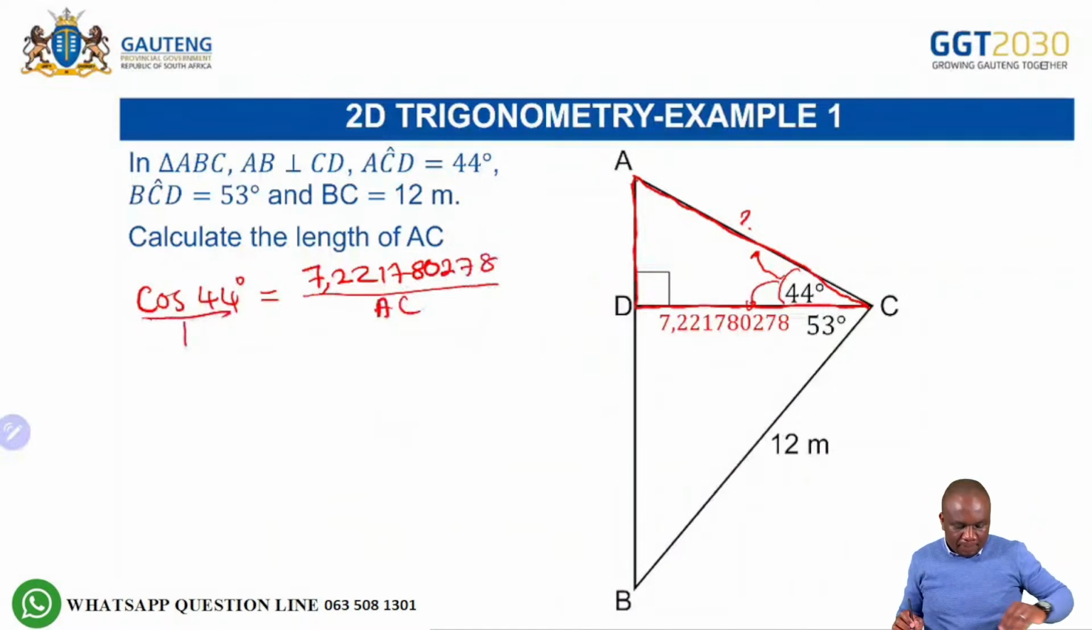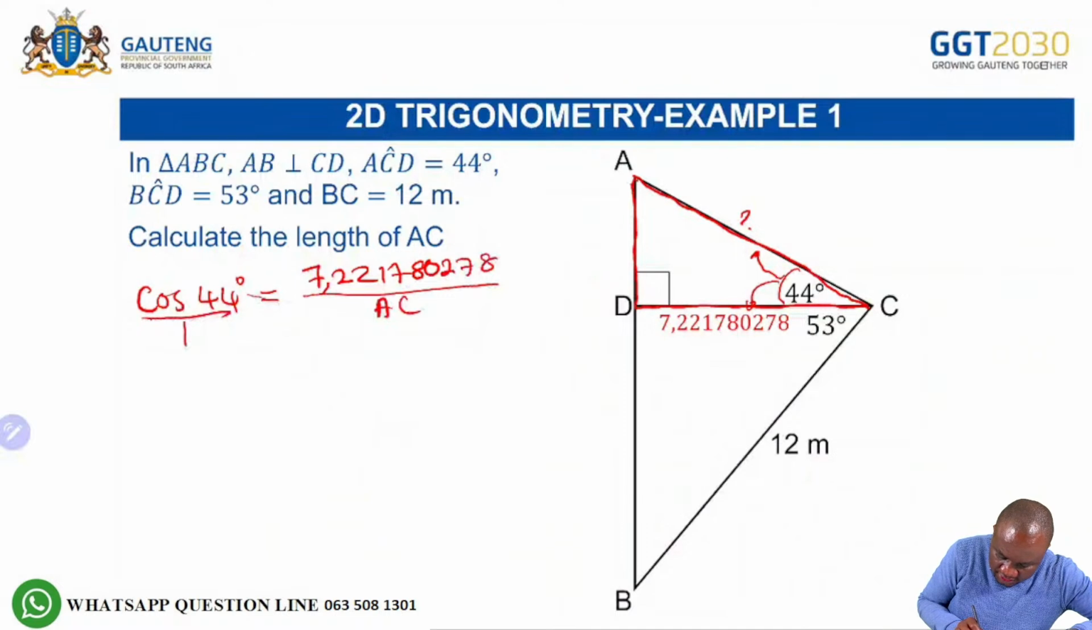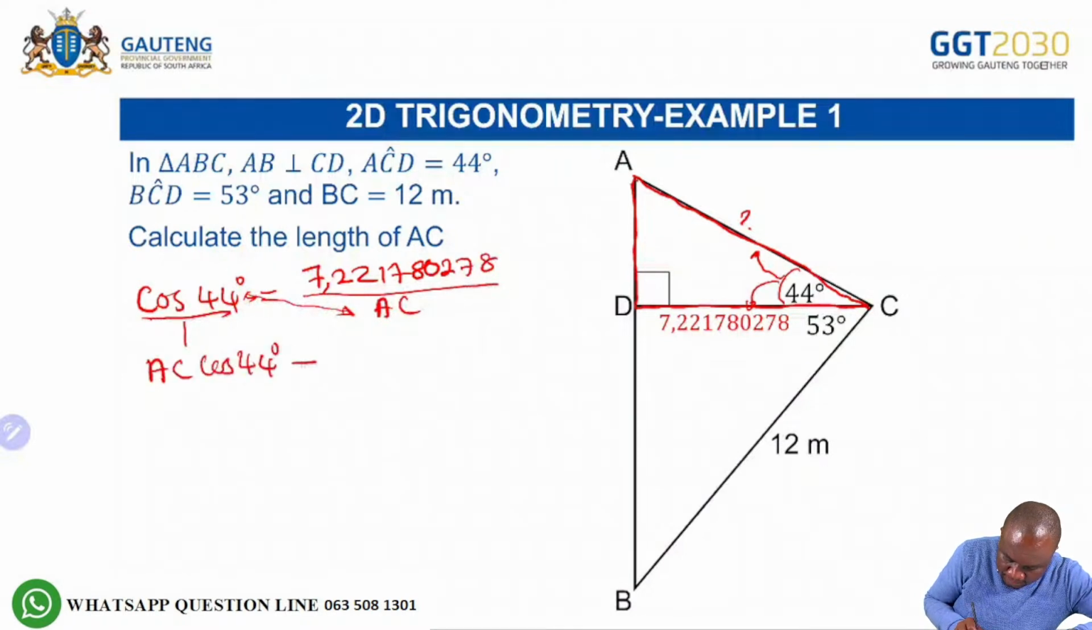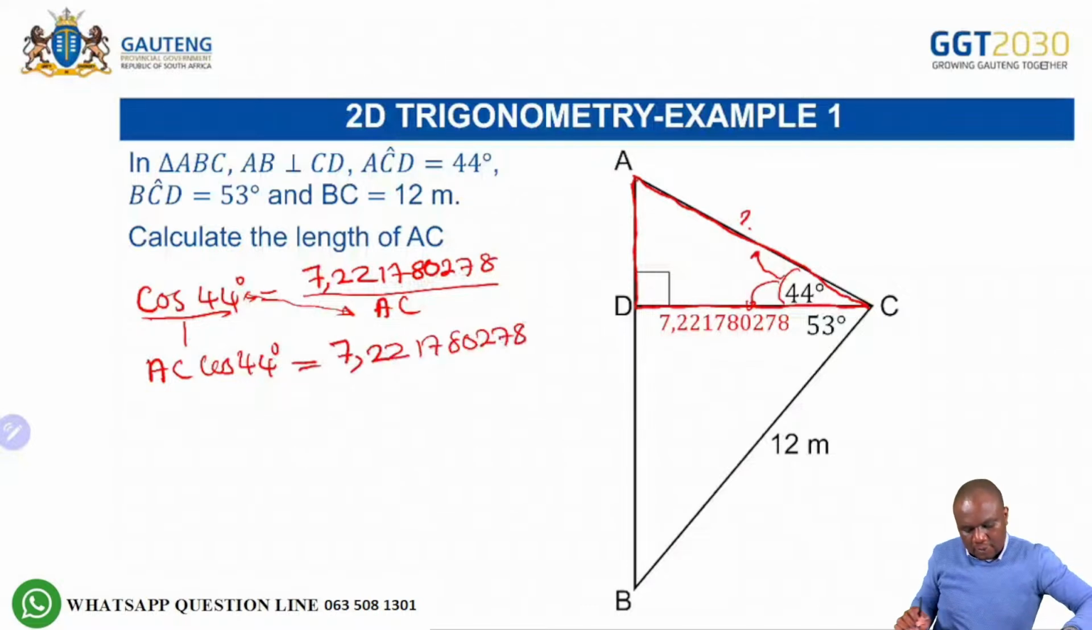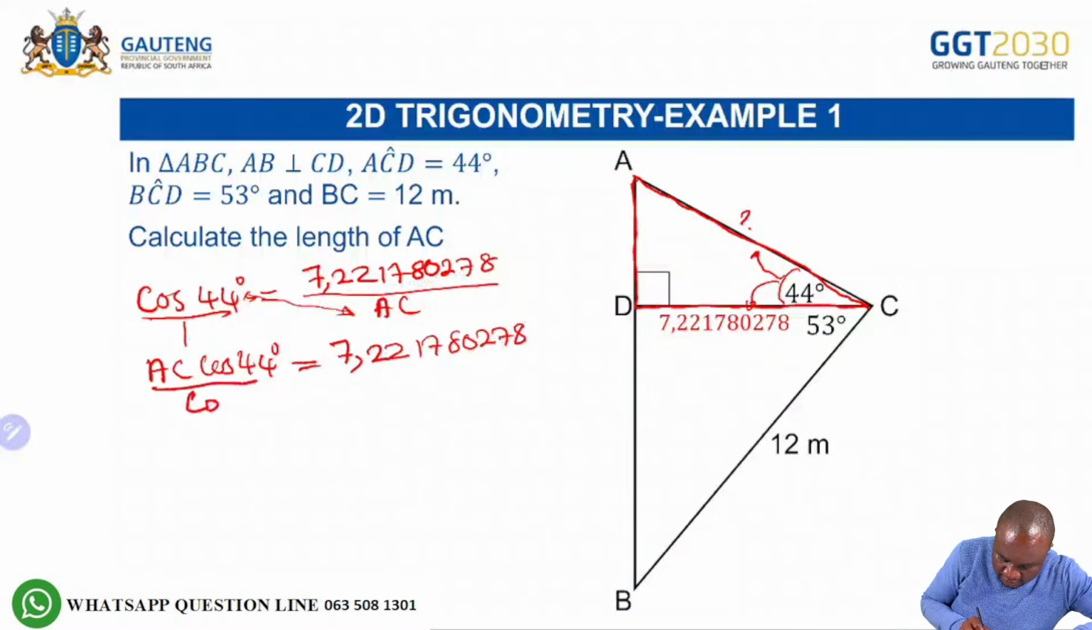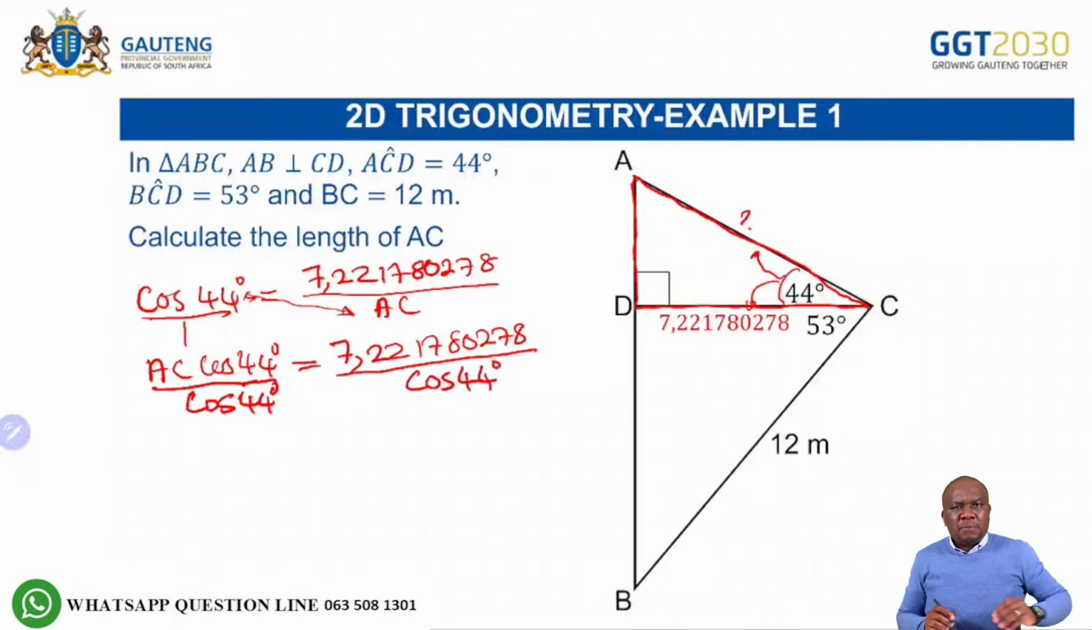Then you cross multiply. I want AC, so let me start by multiplying this. So AC times cos 44, AC cos 44 degrees, is equal to 7.221780278 times 1, we get 7.221780278. Okay, and then what do we do to get AC? We want AC. What do we do to get AC? Divide by cos 44 on both sides of the equation. You see, it's very easy to do this trick. Just remember your trigonometric ratios.